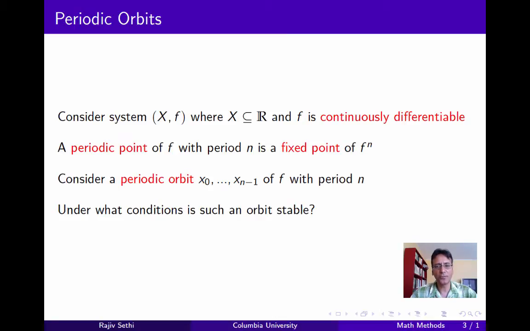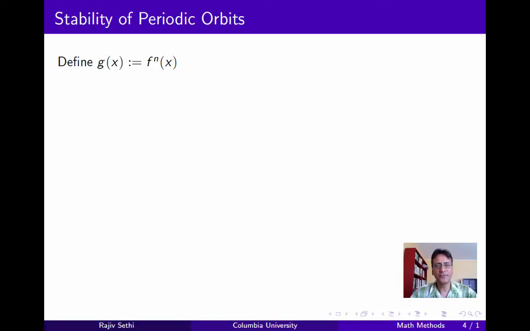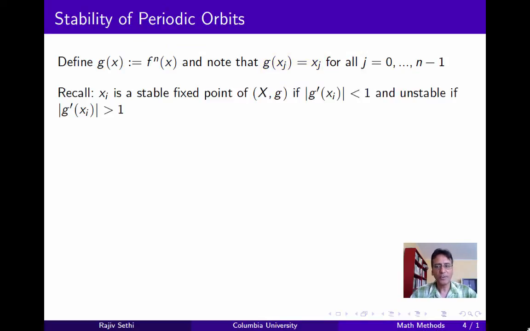Now, just like fixed points, orbits can be stable or unstable, and we want to think about the conditions under which we can identify stability of an orbit. To do this, let's start by defining a function g(x), which is f^n(x), and note that every point in a periodic orbit must be a fixed point of g. Now, one way to check for the stability of an orbit is to check for the stability of every single point in the orbit, and we know the conditions for this. The fixed point x_i of g is stable if the absolute value of the slope of g at x_i is less than 1, and unstable if that slope is greater than 1. So a periodic orbit will be stable if each point in that orbit is a stable fixed point of g.